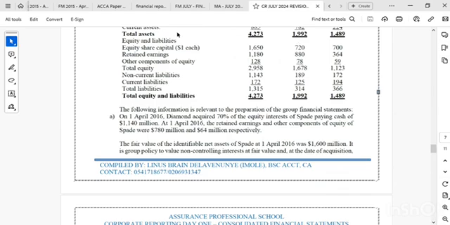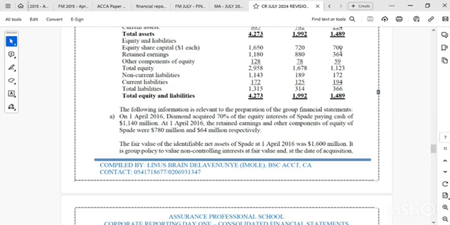Okay. Read the footnote for us. On 1 April 2016, Diamond acquired 70% of the equity interest of Spade, paying cash of $1,140 million.